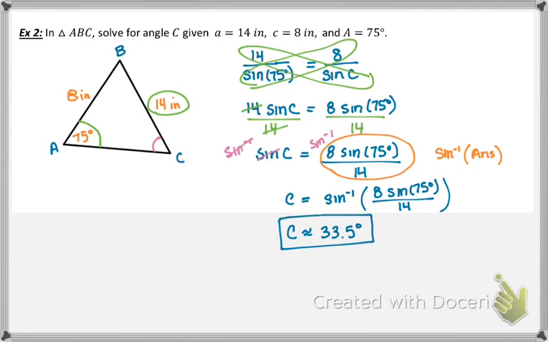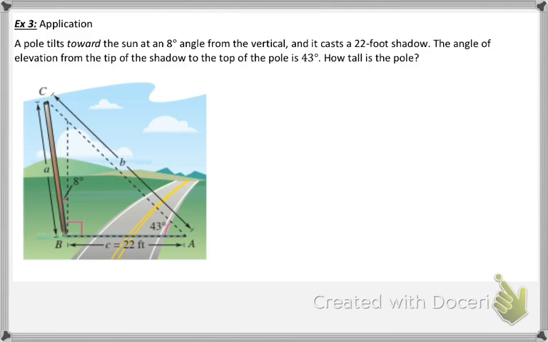Okay, last example. An application problem. So you've got a pole that tilts toward the sun at 8 degrees angle from the vertical. So instead of standing vertically up, your pole is slightly slanted at an angle of 8 degrees from the direct vertical. And it casts a 22-foot shadow on the ground. So you can see that's the shadow. And then this is the angle right here from being tilted.